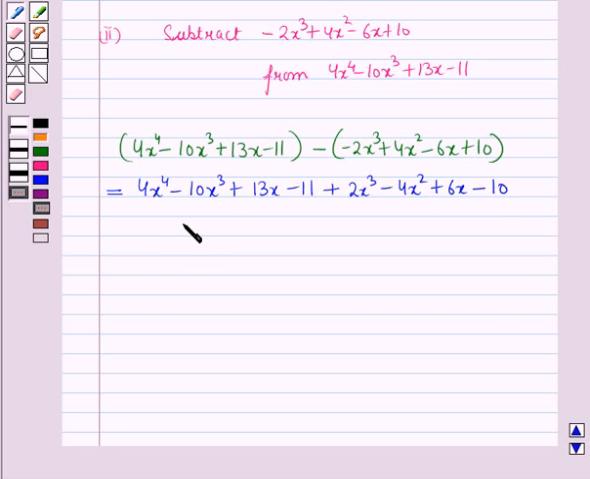And now we will combine the like terms. Here you can see -10x³ and +2x³ are like terms. Then 13x and 6x are like terms, and -11 and -10 are like terms.